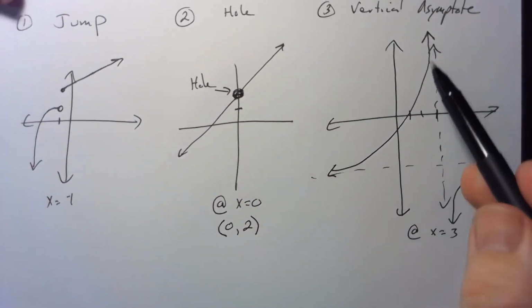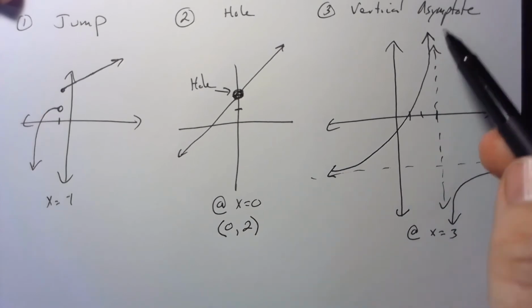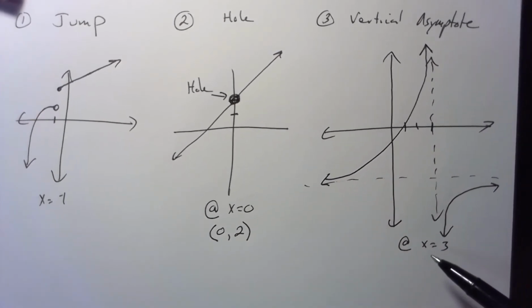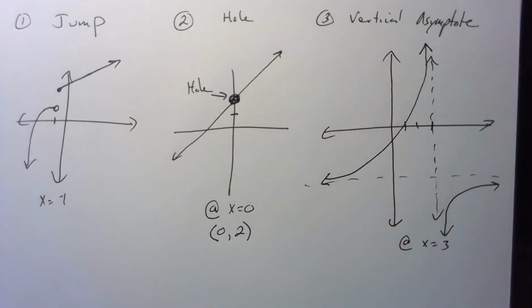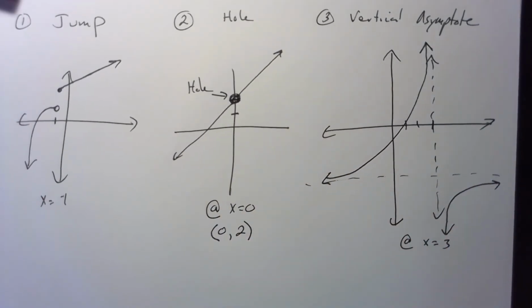Very much like that of the vertical asymptote. Again, that line doesn't actually exist on that graph. That graph is just guided by that line. That hole is just a placeholder for a point that should be there, but isn't really there.